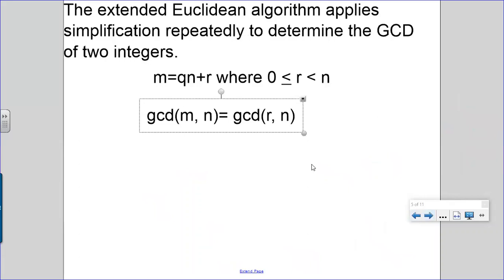Now, this is the other way we talked about. This is the extended Euclidean algorithm, and this applies to simplifying repeatedly, right? We know that n is equal to some integer q times n plus r. All of these are integers. r is our little remainder. This is why when we do this repeated subtraction, we're saying that they have a common factor, which means our remainder is 0.